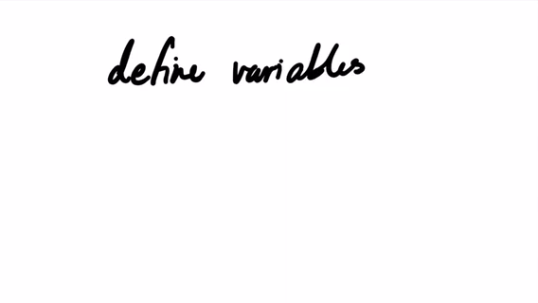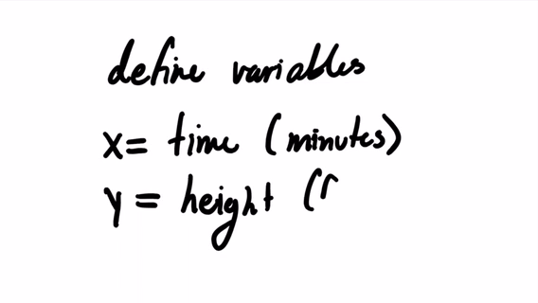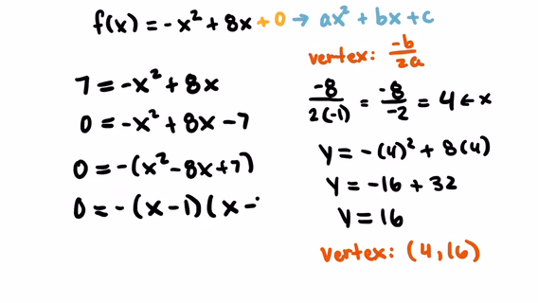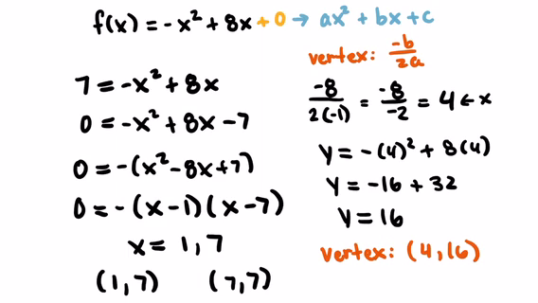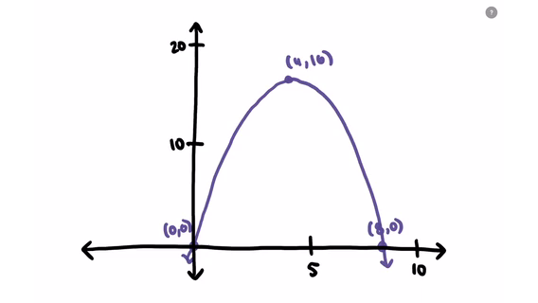Let's say in a word problem, x equals time in minutes, and y equals height in feet. We wanted to know at what time a ball would be in the air at 7 feet. Just set the equation equal to 7 and factor, and we get two answers, 1 and 7. That means at 1 minute and at 7 minutes, the ball is 7 feet in the air. To show a more graphical sense, here are the x-intercepts, the maximum, and at how many minutes our ball is above 7 feet off the ground.